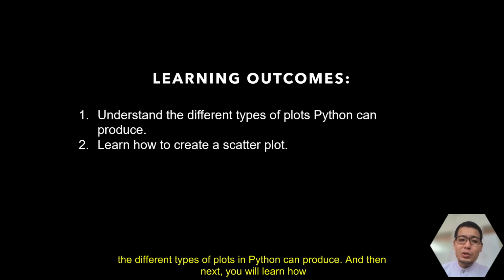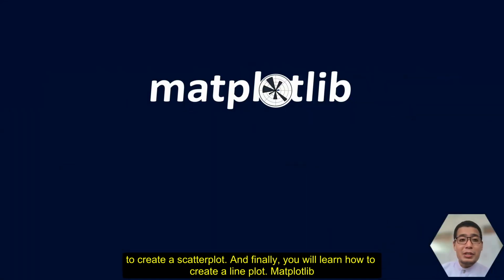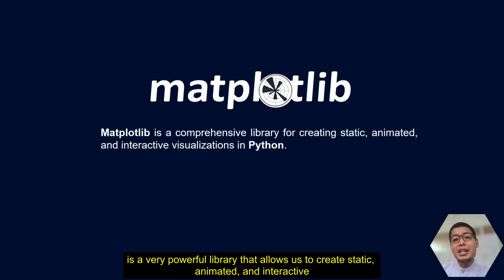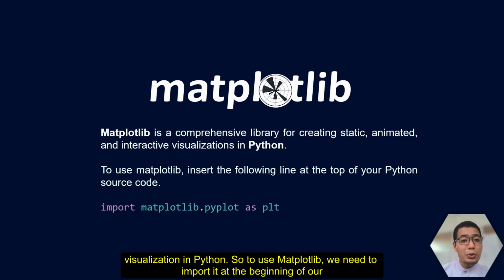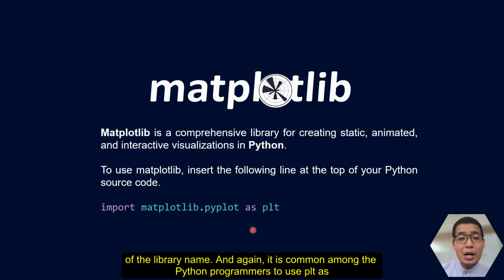And then next you will learn how to create a scatter plot, and finally you will learn how to create a line plot. Matplotlib is a very powerful library that allows us to create static, animated, and interactive visualizations in Python. To use Matplotlib, we need to import it at the beginning of our Python script by using this import statement. Here I am using plt as the abbreviation of the library name.